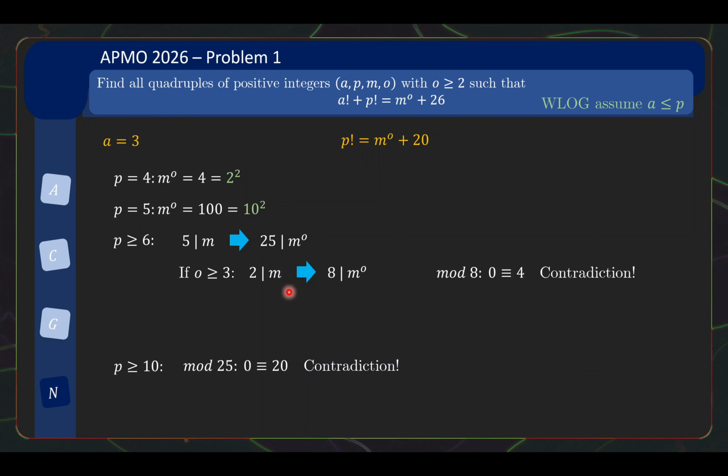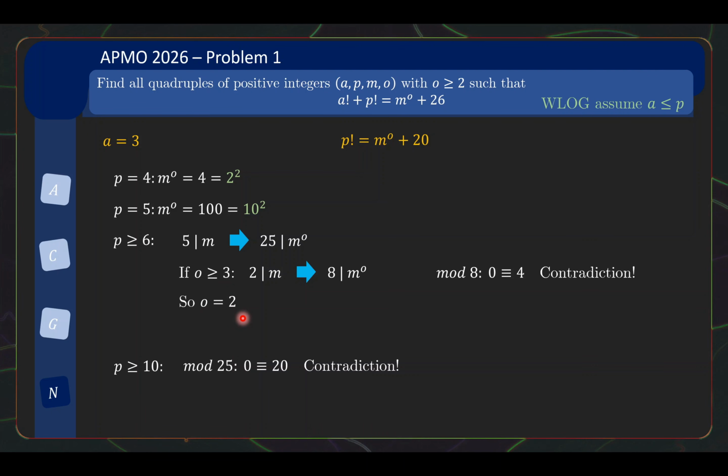By the way, that's why I needed O greater than or equal to 3 here to get my contradiction. Because this is not just divisible by 2, it's divisible by 4. So to get a contradiction, you better make sure you take mod 8 instead of just mod 4. Yeah, so that's kind of the motivation. And so now I eliminated this case, so O must be 2.